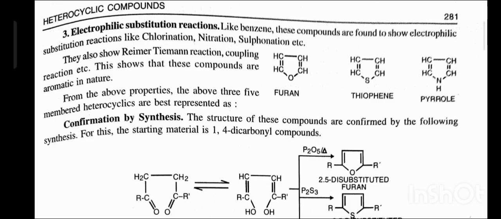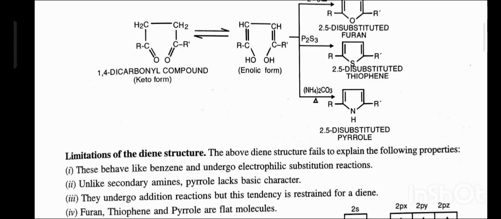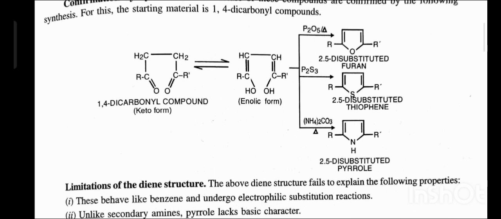For this, the starting material is a 1,4-dicarbonyl compound, which is then changed to its enol form. When we react the enol form with P2O5 and heat, it gives furan. When we react the enol with P2S3, it gives thiophene. When we react the enol form with ammonium carbonate, it gives pyrrole.